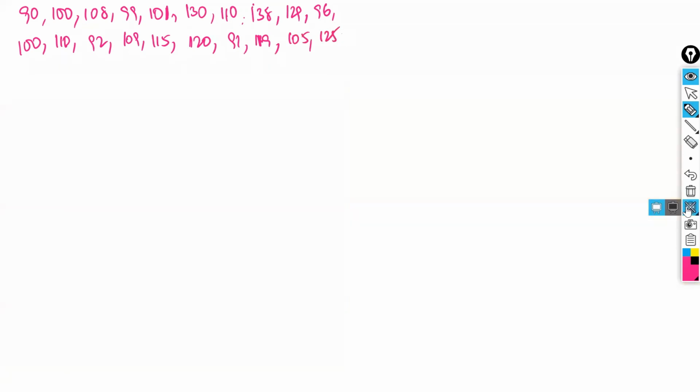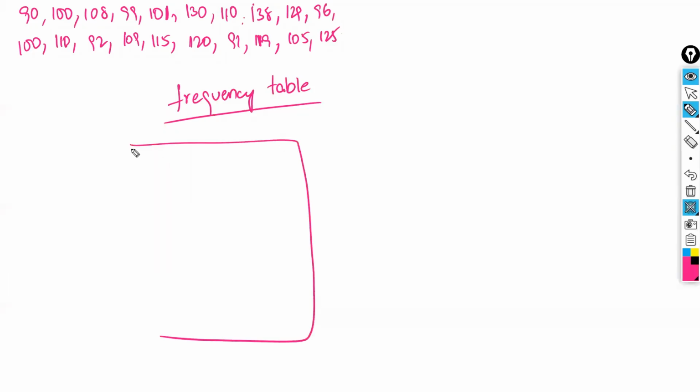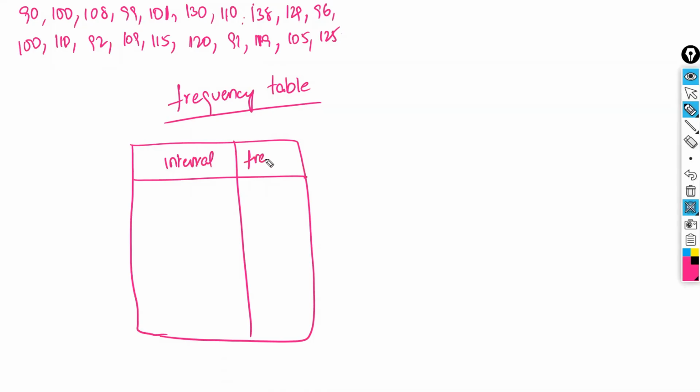Done. So with respect to these values, what are the values we are having? From these values, the first step is to create what is called a frequency table. What is meant by a frequency table? You just have to take a table where, first, you take the interval and, second, the frequency. The intervals are 90 to 100, 100 to 110, 110 to 120, 120 to 130, 130 to 140. This is called a frequency table.